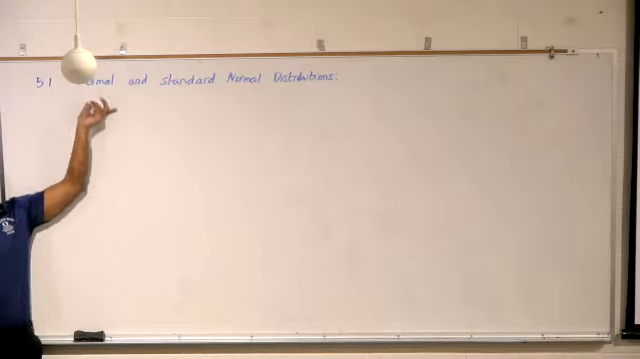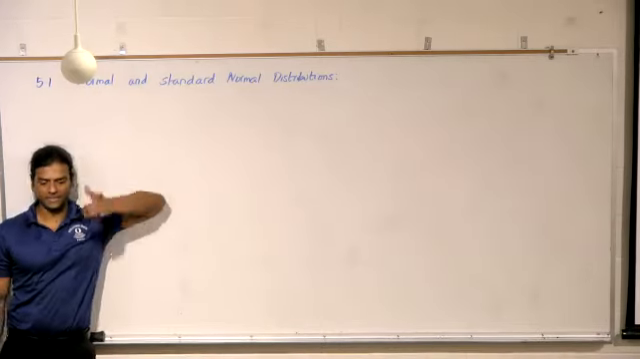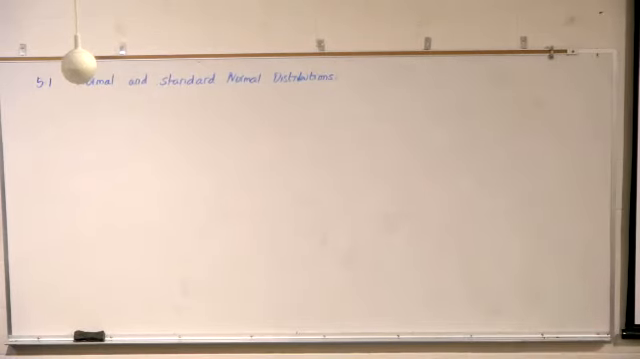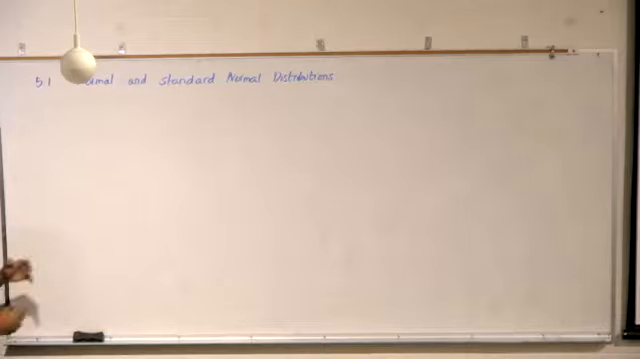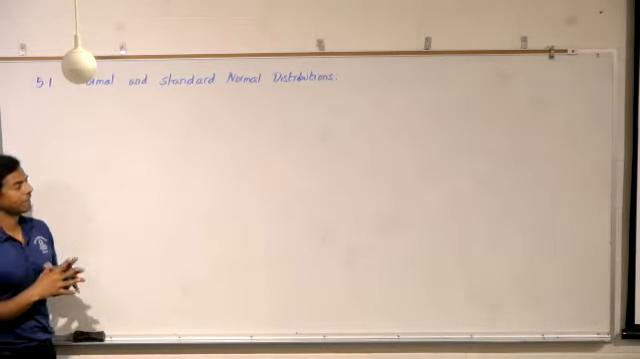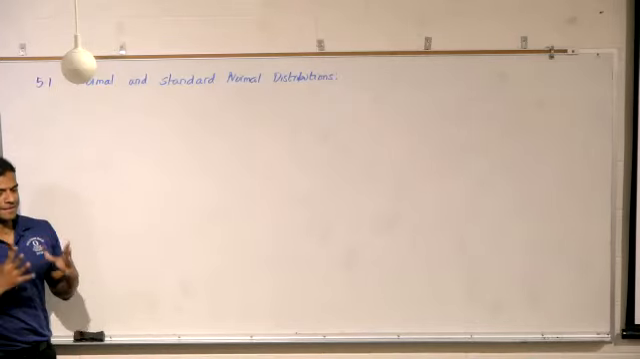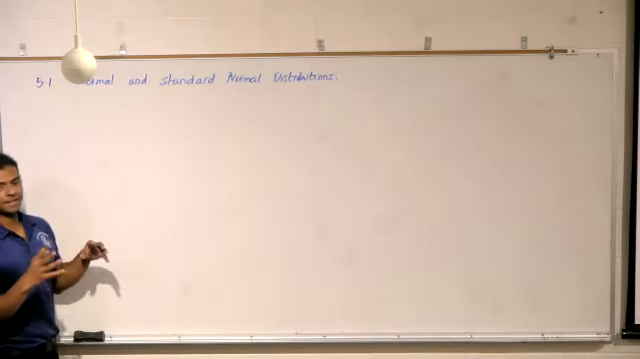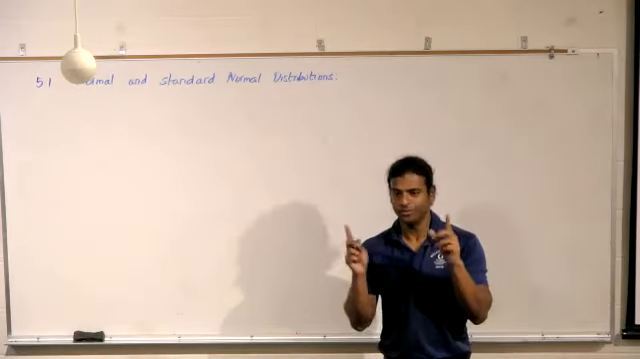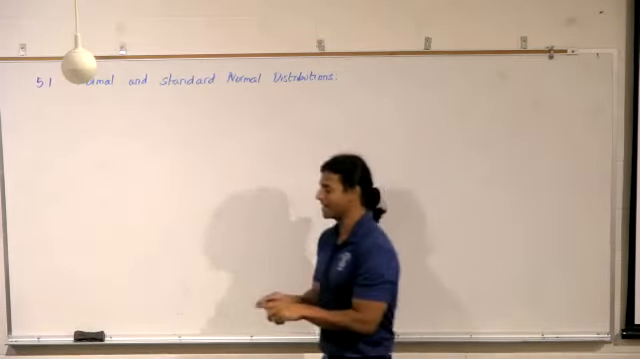5.1 is on normal and standard normal distributions. There's not much of a difference between the two these days. I will show you how it was done in the past, but it is not necessary to look at a table and come up with the probabilities. You can get everything using your calculator.